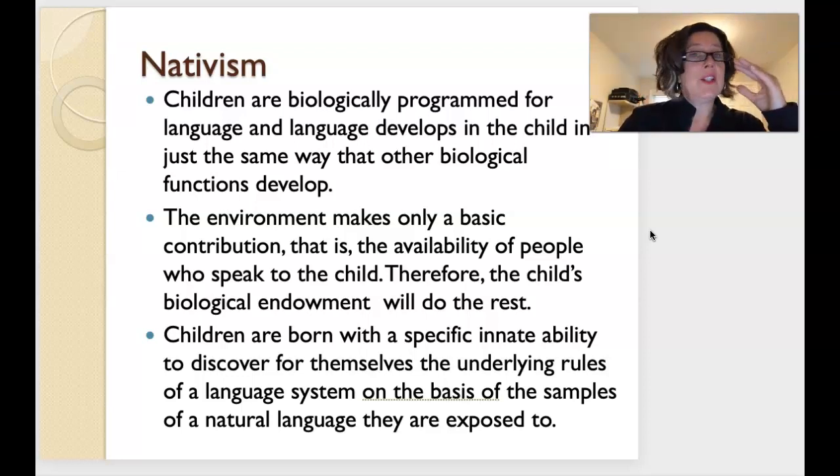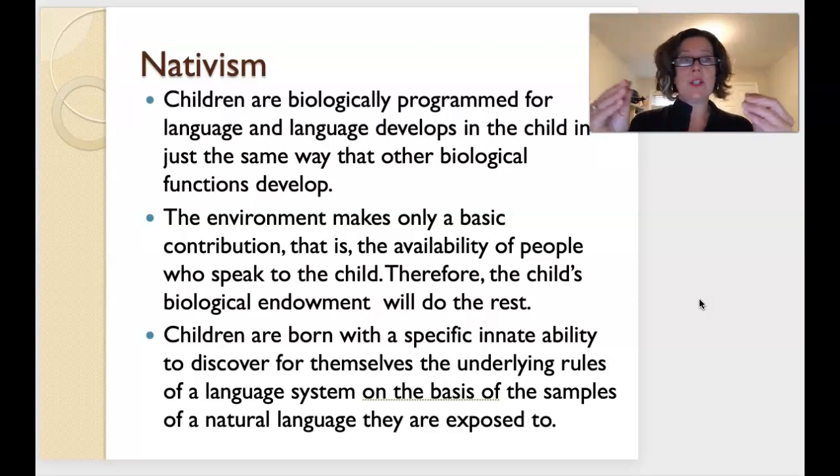So the child just needs to have somebody in their life that is actually talking to them, and then the child's biological innate endowment will do the rest. And children are born with a specific innate ability to discover for themselves the underlying rules of a language system on the basis of the samples of a natural language they are exposed to. So basically, we're just kind of triggers. Parents, teachers, we're just triggers for what's already in the child's mind.